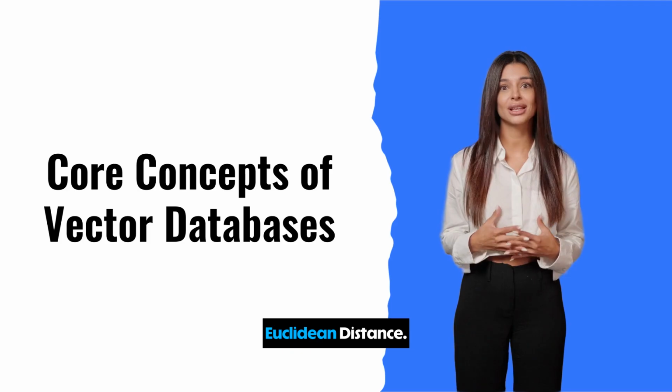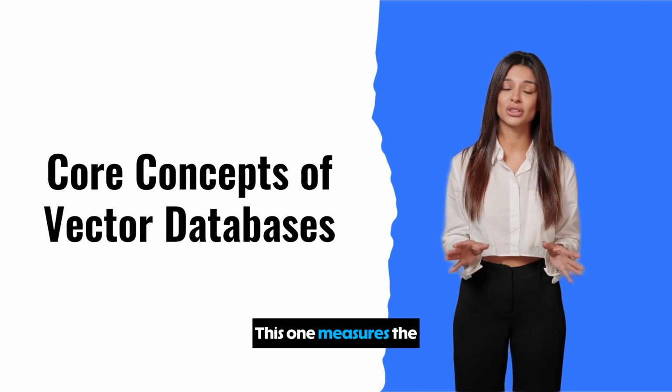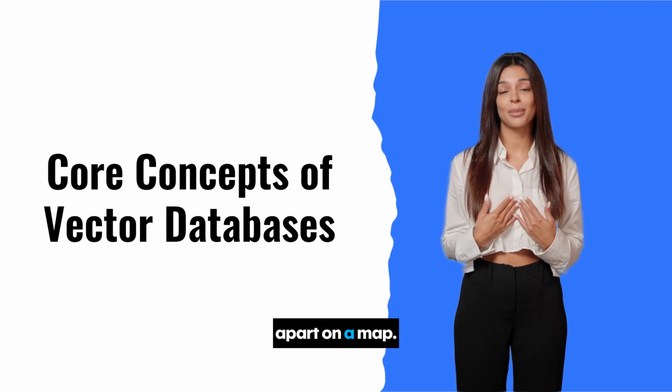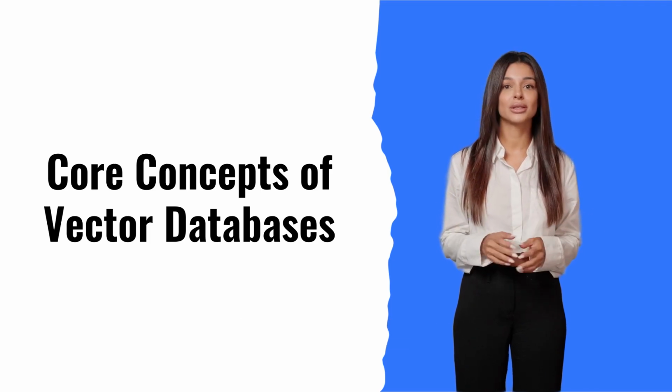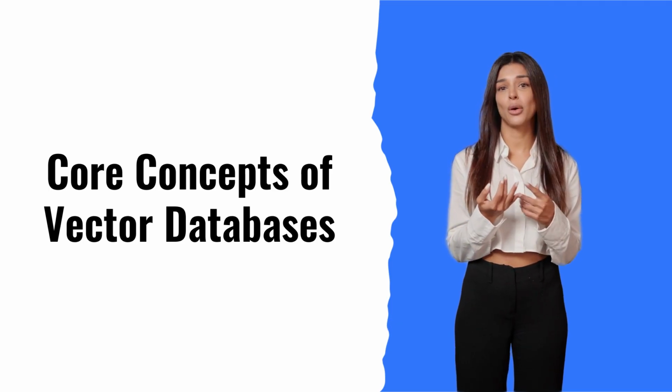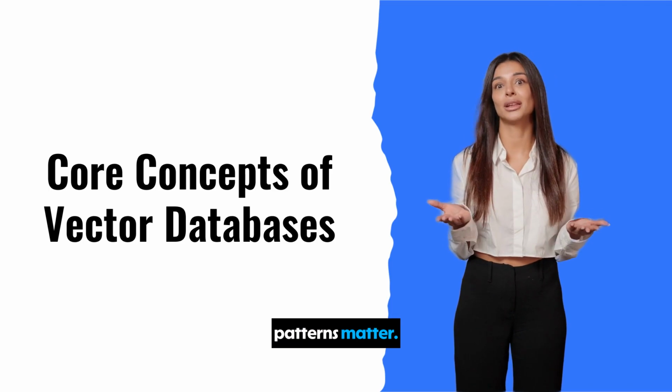The next one is Euclidean distance. This one measures the actual distance between two vectors, like measuring how far two points are apart on a map. The smaller the distance, the more similar they are. This method is often used in image or audio search, where exact patterns matter.